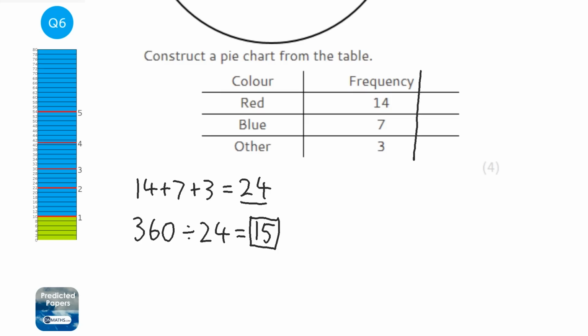So I'm going to add an extra column here and say angle. And I'm going to do 14 times 15. And it's 210 degrees. 7 times 15 is 105 degrees. And 3 times 15 is 45 degrees. Now let's just check this. Let's add them up. 210 plus 105 plus 45 equals 360.